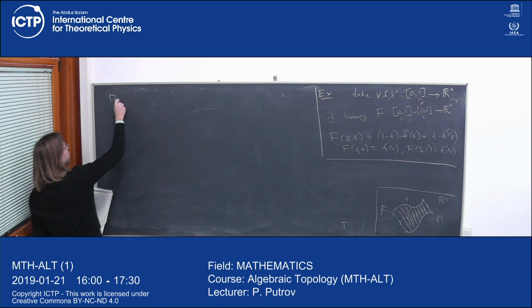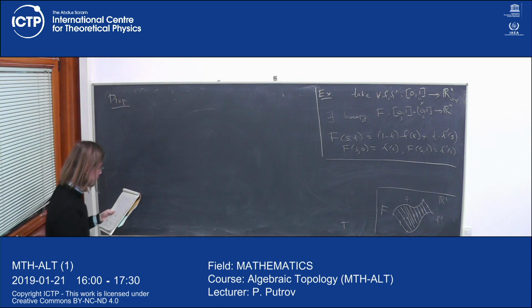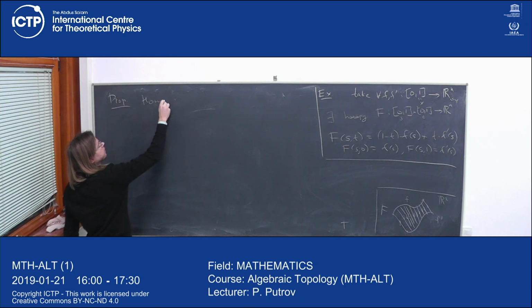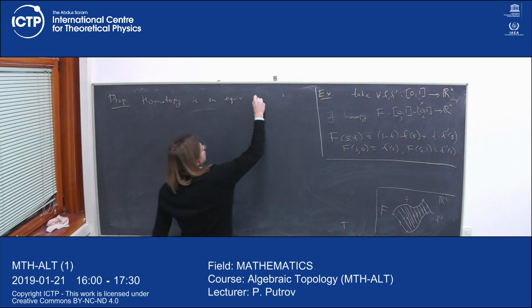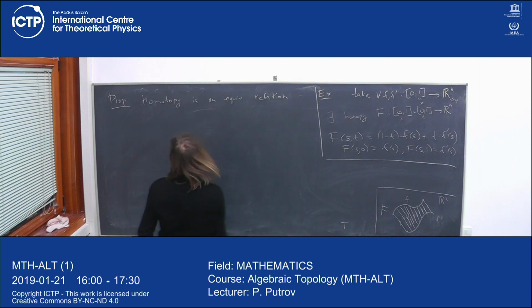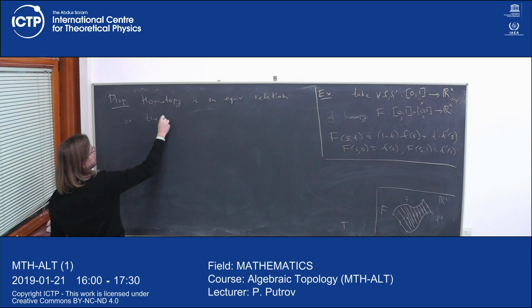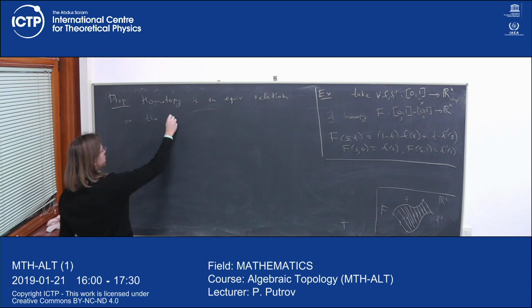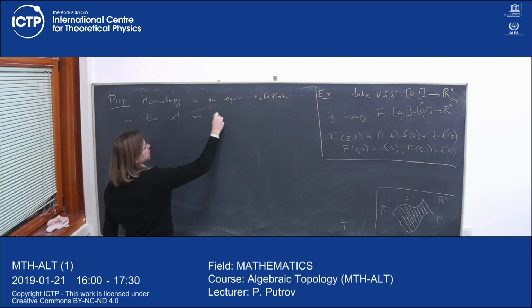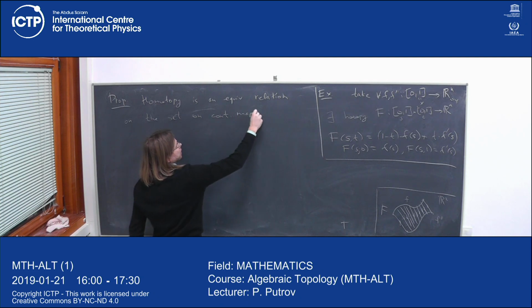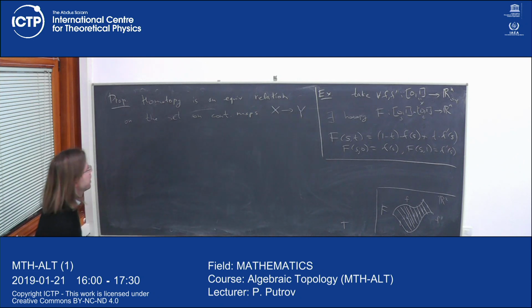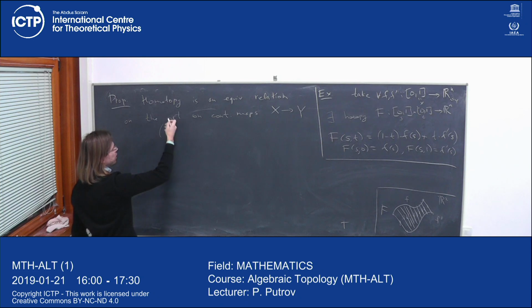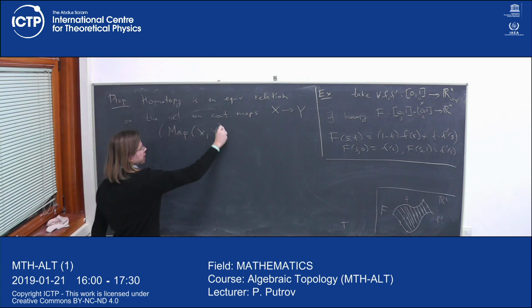So now we want to show the following proposition: homotopy is an equivalence relation on the set of continuous maps from X to Y. In my lectures I will denote this set of continuous maps as Map(X, Y).